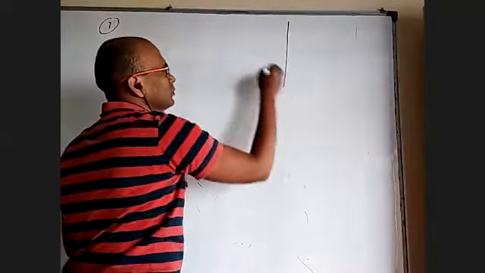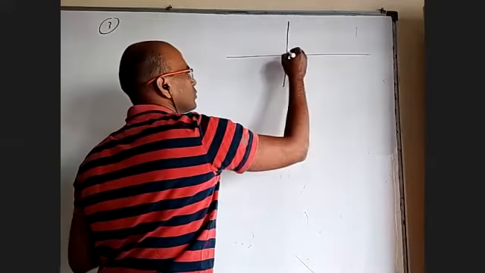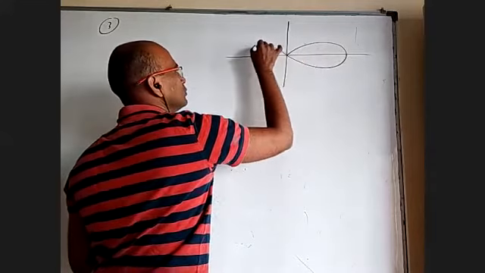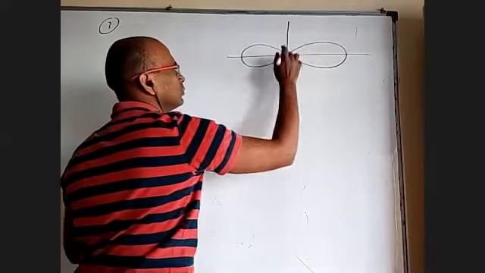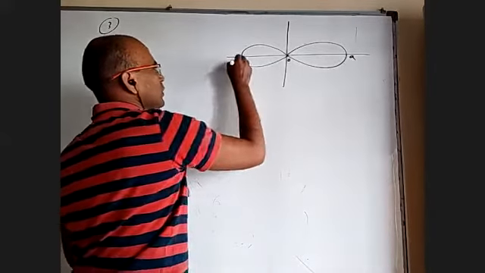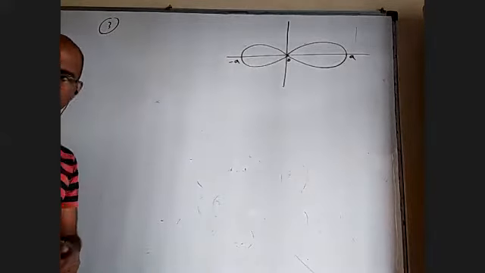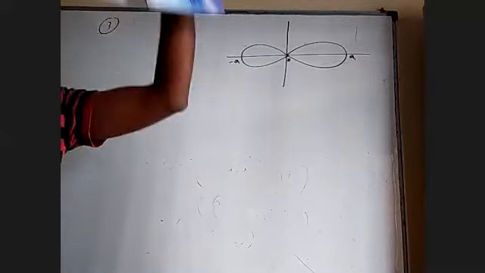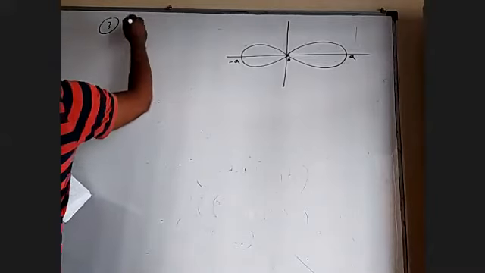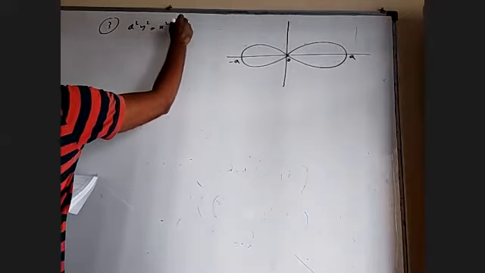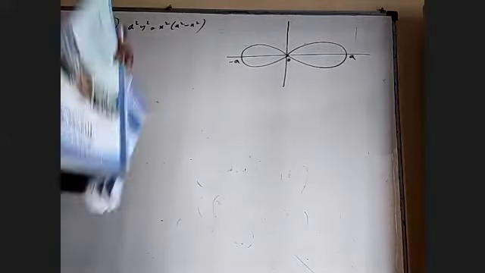Okay, third question, the graph will come somewhat like your p orbital, so-called p orbital. This will be a, this will be 0, this will be minus a. Why does this graph come like this? What is the function? y square equal to x square into a square minus x square.